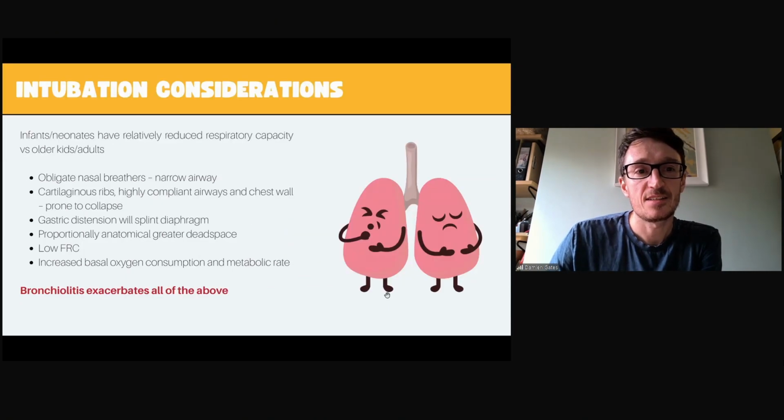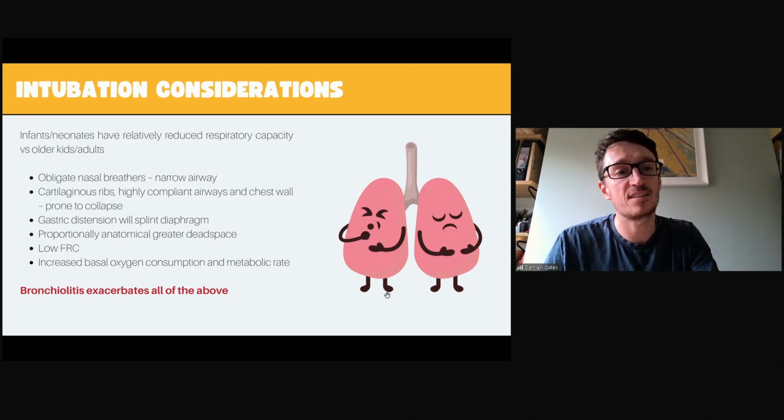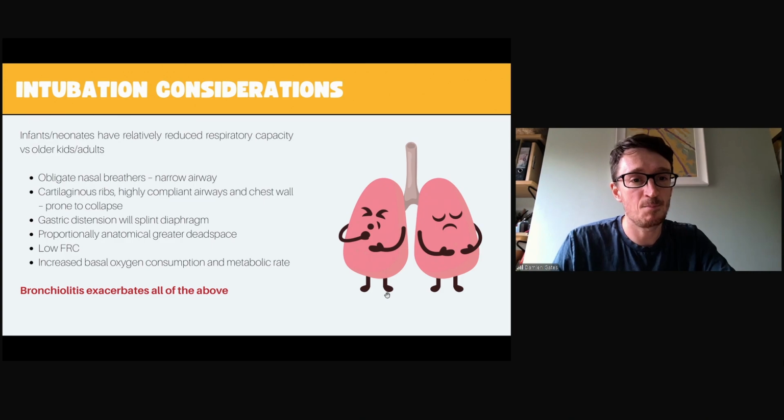Other considerations with these patients in particular: infants and neonates have a relatively reduced respiratory capacity at baseline versus older kids and adults. They're obligate nasal breathers when they're very small, so they have very narrow airways. Cartilaginous ribs with highly compliant airways and chest walls make them very prone to collapse, and that's why you see all that recession when they're working very hard. Gastric distension will splint their diaphragm and make it harder for them to breathe and much harder for you to bag them. They have proportionally greater anatomical dead space, and they have a lower functional residual capacity.